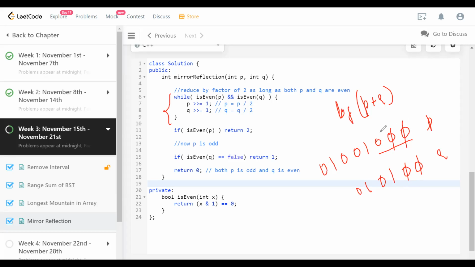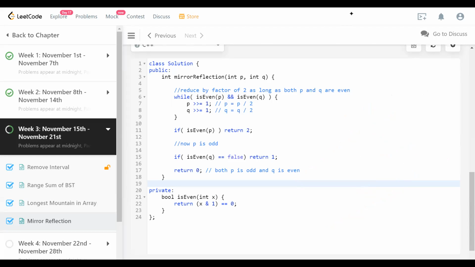After that, we only look at the one next bit here. We don't even worry about anything else after that. So in the worst case, we can say that this is log of max of P and Q, but it is actually even much faster than that on an average case. So that's probably the most efficient solution.